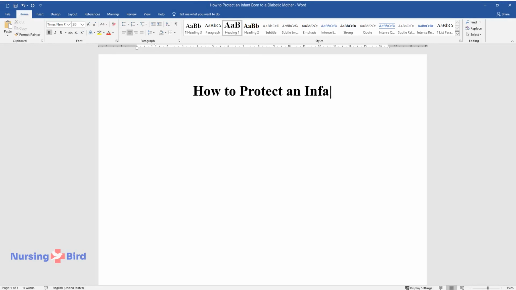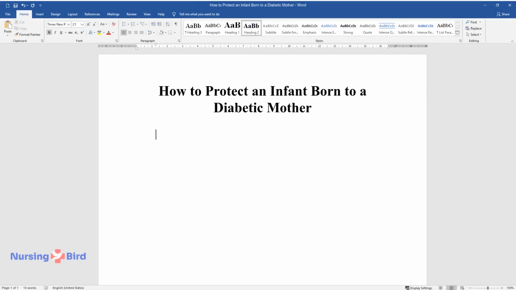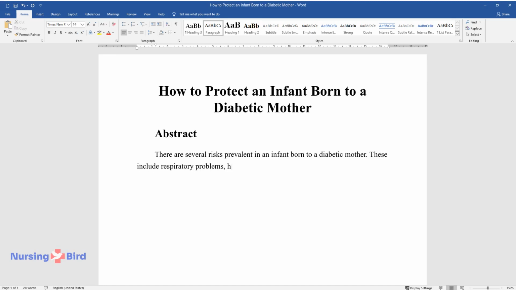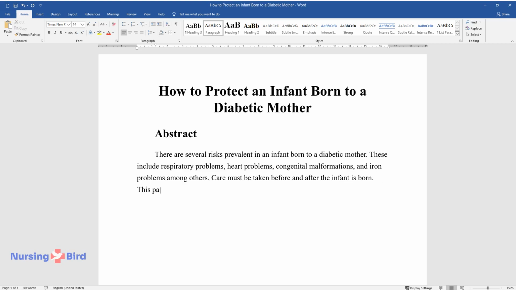How to protect an infant born to a diabetic mother. Abstract. There are several risks prevalent in an infant born to a diabetic mother. These include respiratory problems, heart problems, congenital malformations, and iron problems, among others. Care must be taken before and after the infant is born.